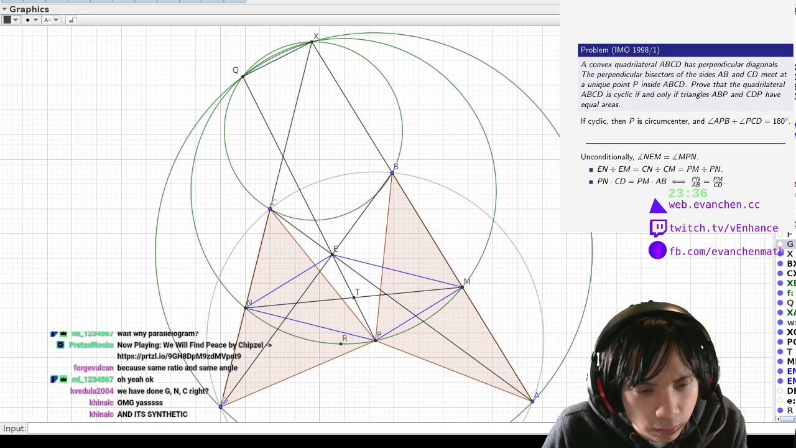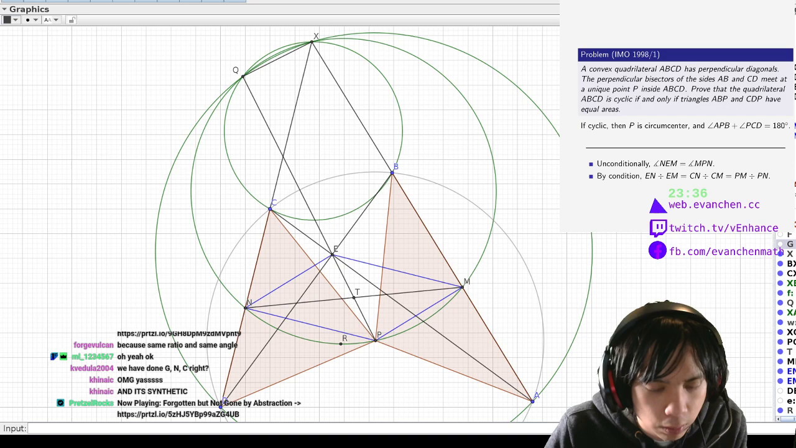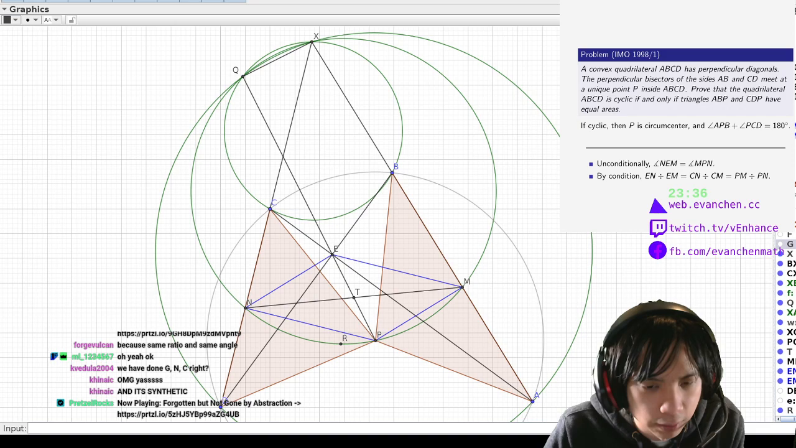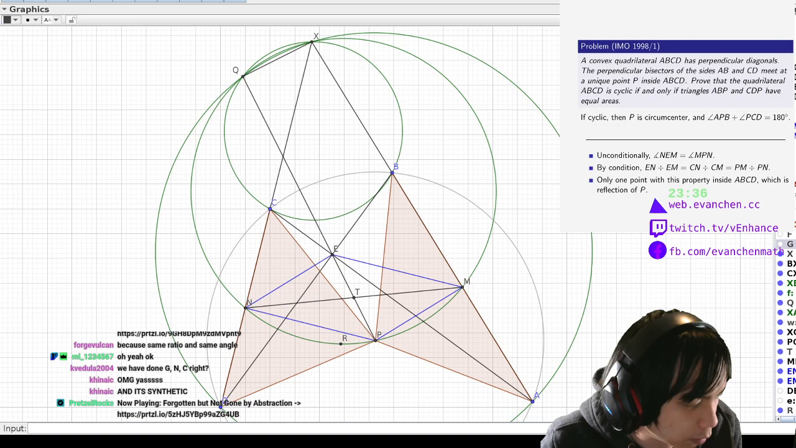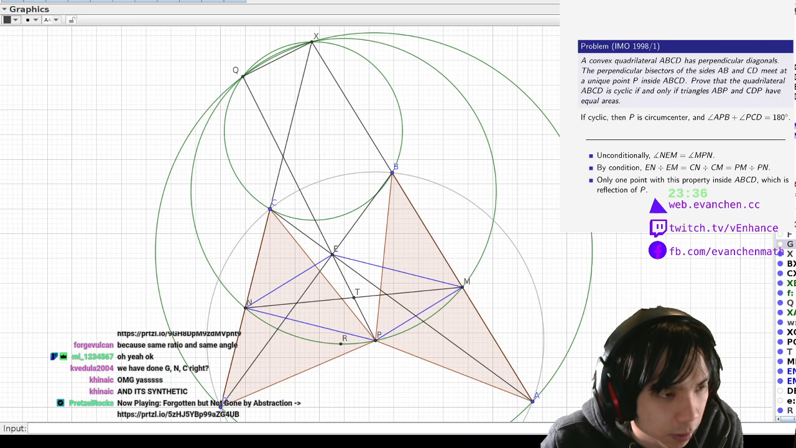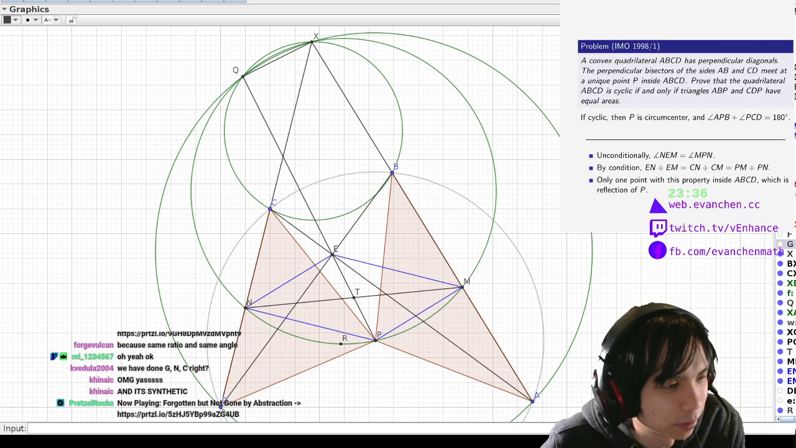So by condition, there's only one point with this property inside ABCD, which is the reflection of P. Actually, okay, directing the angles doesn't make everything quite go away. There are actually two such points, right? Because one condition is a circle, and the other condition is also a circle. However... Oh shoot, yeah, I intersected two circles. Does one of them lie outside?